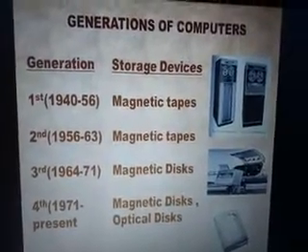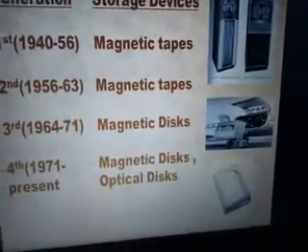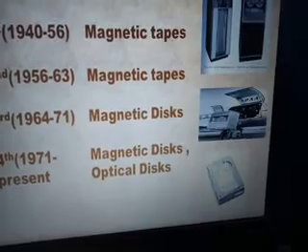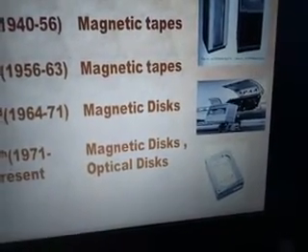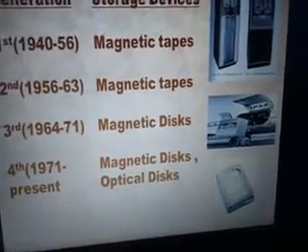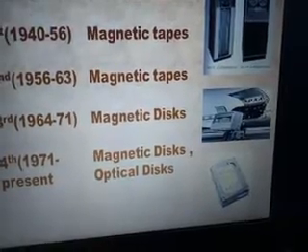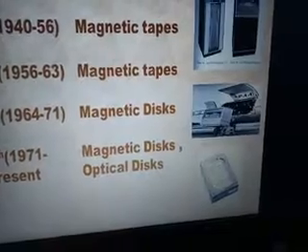Now, here we see the storage devices. Today we use magnetic disks and optical disks. Magnetic disk means hard disks, mostly hard disks, and optical disk means CDs and DVDs. Third generation computers also use magnetic disks. That means they also used hard disks, but the hard disks in those days were much different. You can see that picture over there.